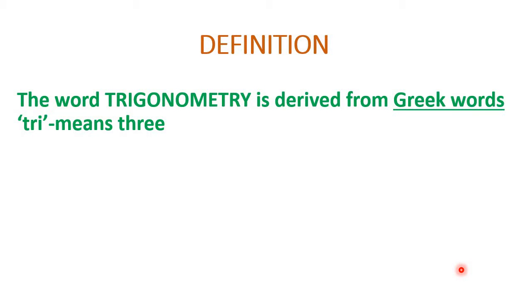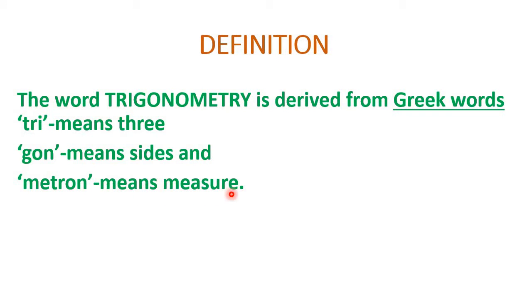The word trigonometry is derived from Greek words. Tri means 3, gon means sides, and metron means measure. So these are the 3 words which are derived from Greek words.